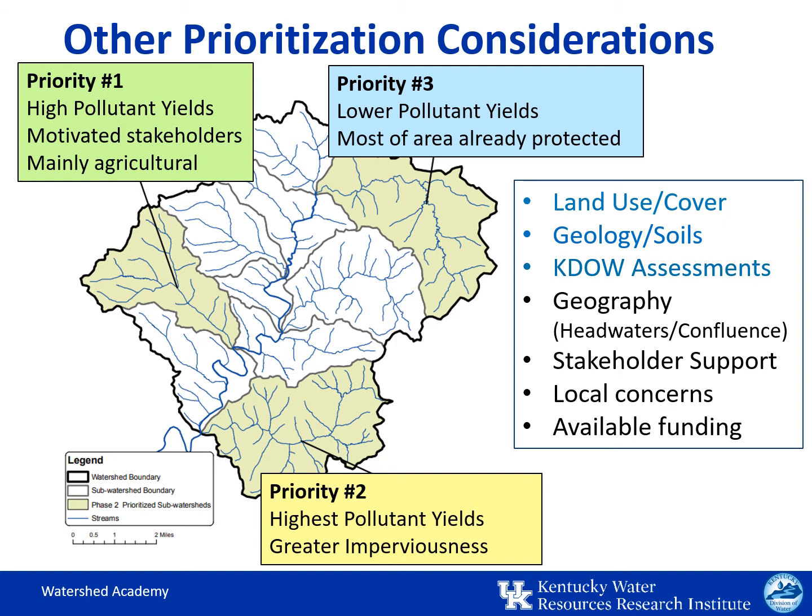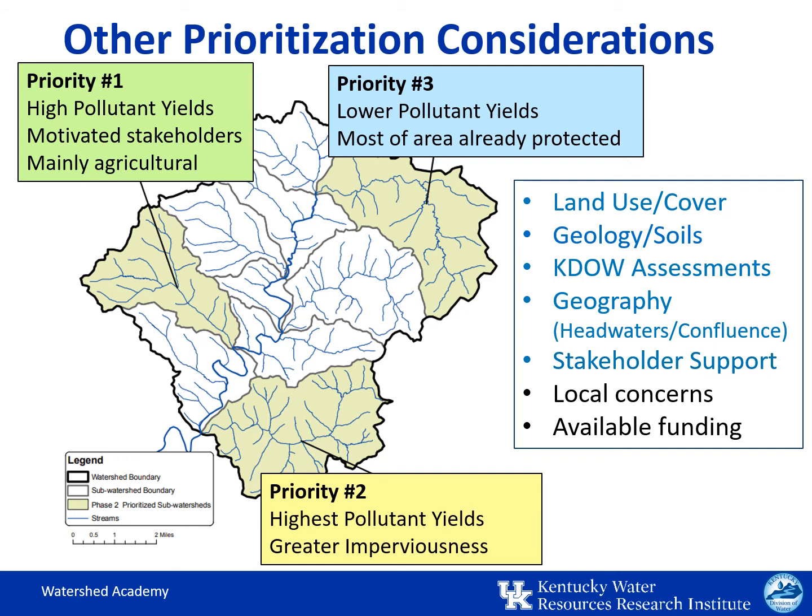The Kentucky Division of Water's 305B assessments will help you understand if there are streams that have already been characterized as being impacted or noted for high quality and in need of protection. Geography is important. Headwater streams are often better to prioritize because you're not dealing with upstream contributions and can see impacts more quickly. Then you can work your way downstream for ongoing improvements.